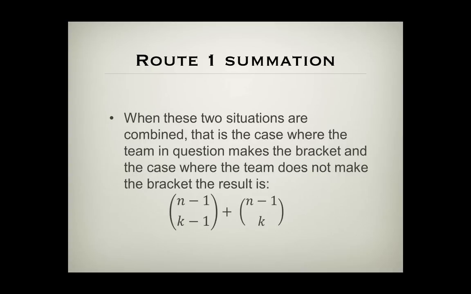When these two situations are combined, there is the case where the team in question makes the bracket and the case where the team does not make the bracket, and the result from this is choose k minus 1 elements from n minus 1 elements, and then add choosing k elements from n minus 1 elements.